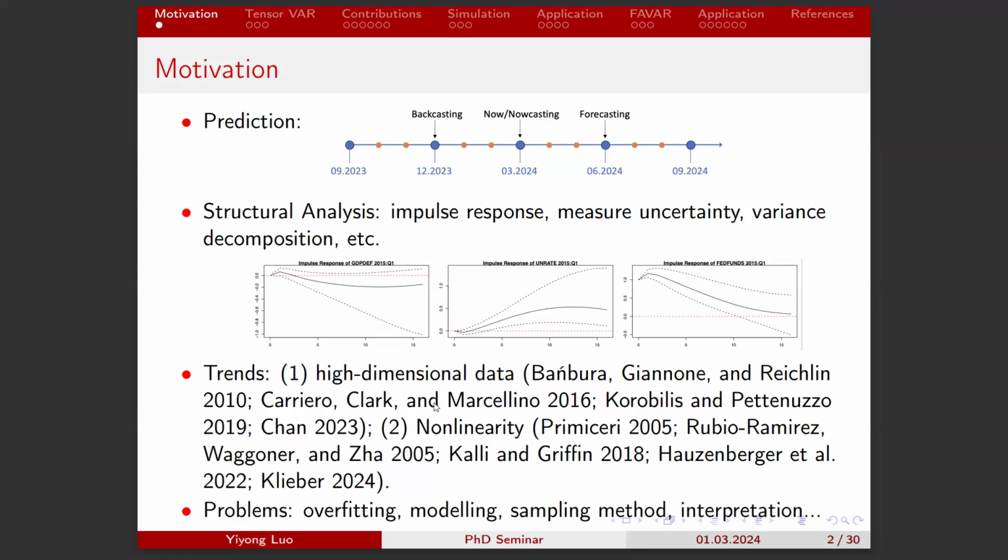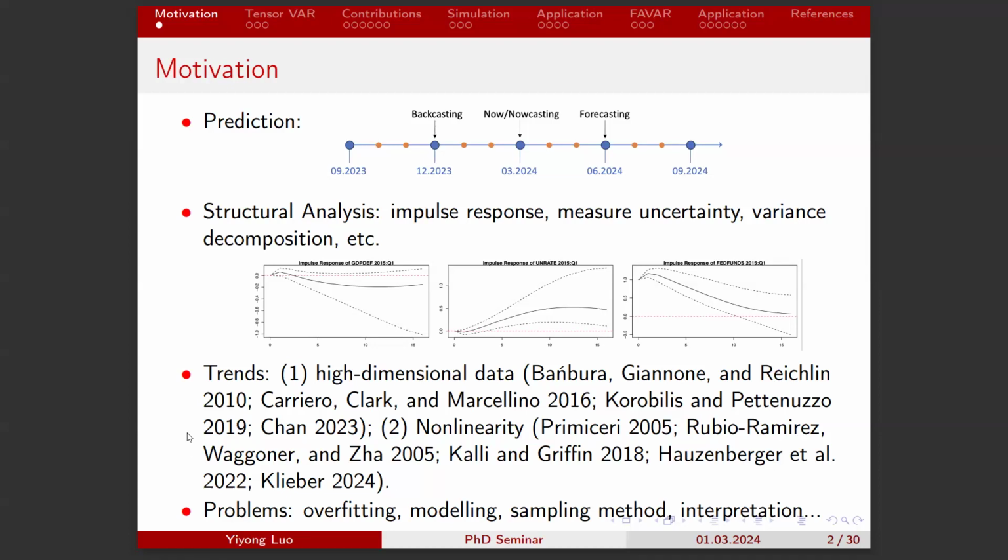Another thing is nonlinearity. Starting from putting some time variation into the parameters, we can also do some non-parametric model structure, such as the Kelly and Griffin paper about the Dirichlet process, and the Hahn paper about BART, which is the Bayesian additive regression tree model. And Kleiber also worked on some deep learning techniques.